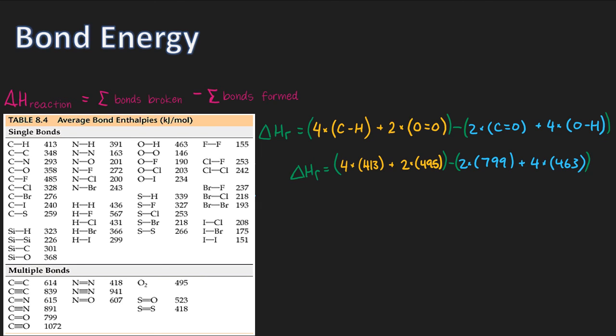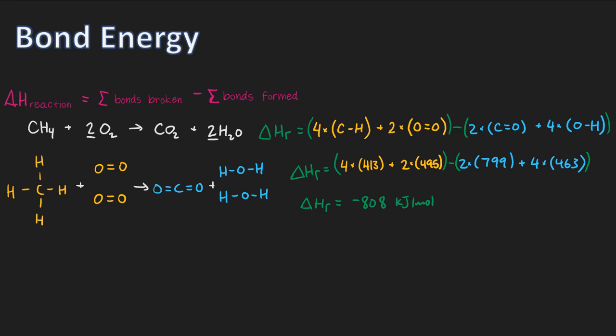The CH single bonds require 413 kilojoules per mole to break, and the O=O double bonds require 495 kilojoules per mole to break. These values are positive because we would need to input energy to break bonds. We then subtract 799 kilojoules per mole for each of the two C=O double bonds because energy is released when bonds form. Similarly, we subtract 463 kilojoules per mole for each of the four OH single bonds because those are also being formed in this reaction.